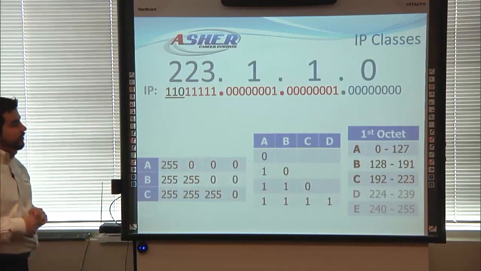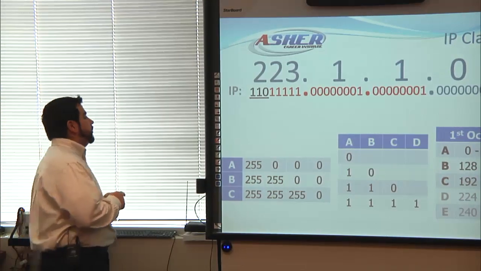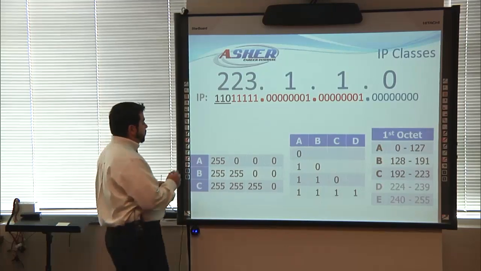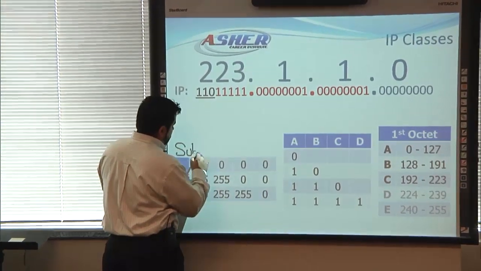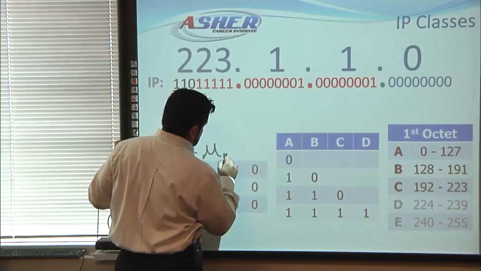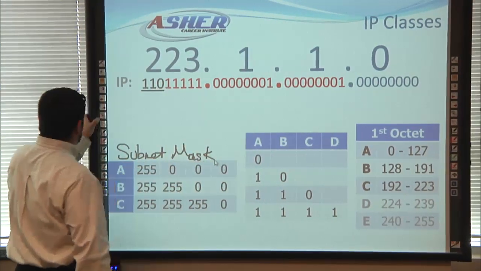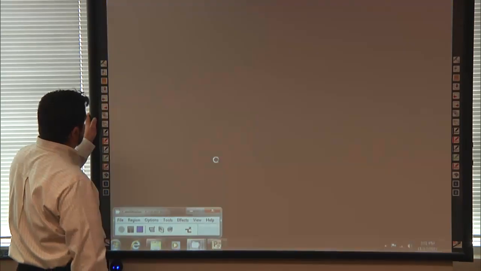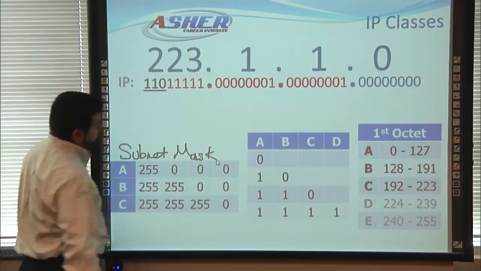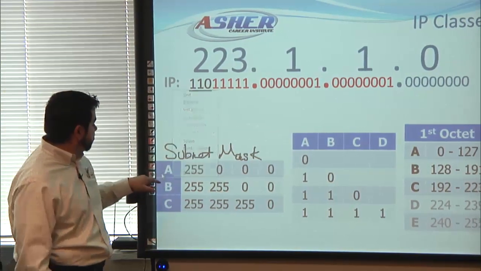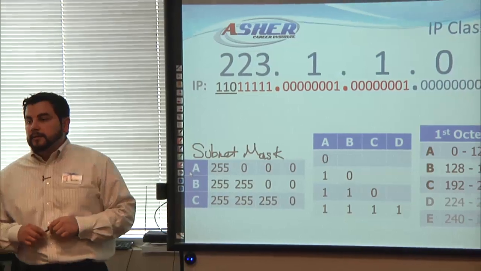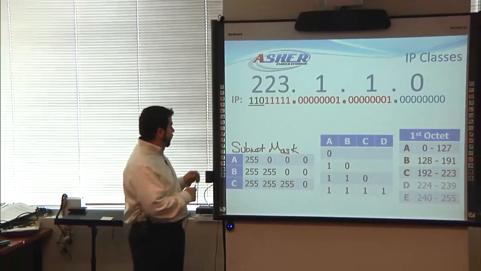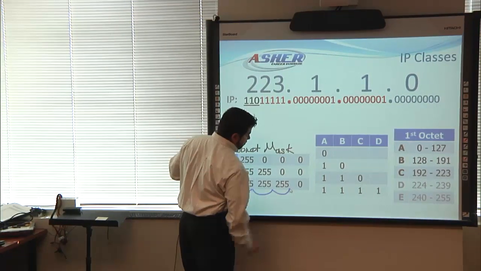So here's our quick cheat sheets of identifying a Class A, B, or C IP address. The first way is our subnet mask. If our subnet mask reads 255.0.0.0, it's a Class A. If it reads 255.255.0.0, it's Class B. And if we have 3 255s, it's a Class C.